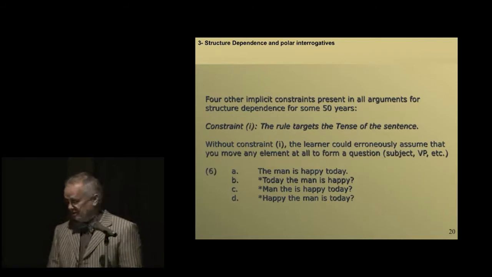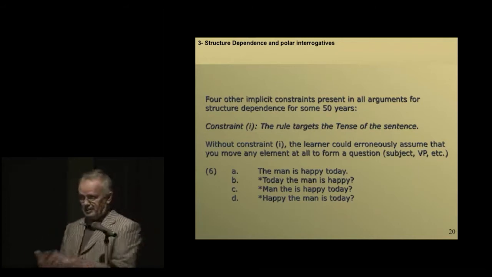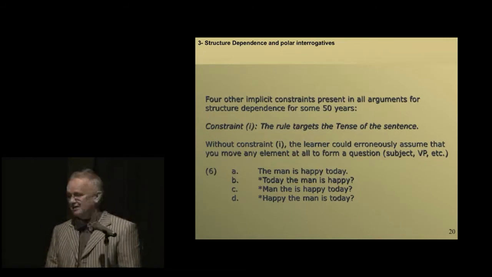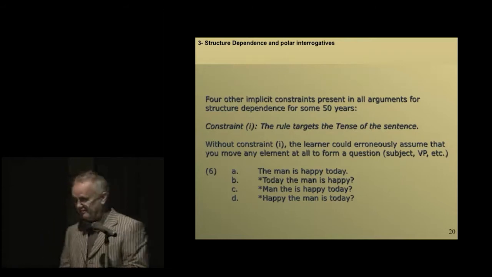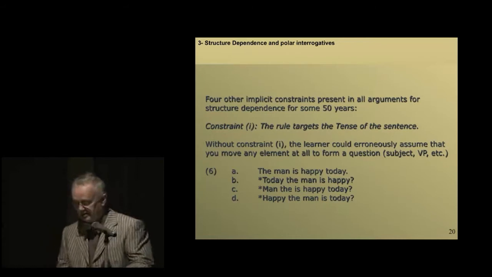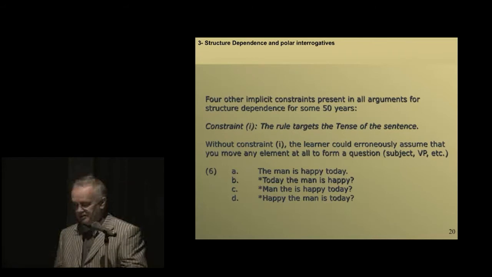Okay. Now we could say that these 4 assumptions are just details to be worked out in Chomsky's newly proposed analysis. The problem is that if we keep on looking at the derivation, if we try to reproduce the experiment again, there are 4 other implicit constraints that have been present in arguments for structure dependence for some 50 years. So it's not a problem of one new analysis coming up. These have been there for a long, long time, so we have to deal with them. The first constraint is that the rule targets the tense of the sentence. Why is that? We still don't have an answer.